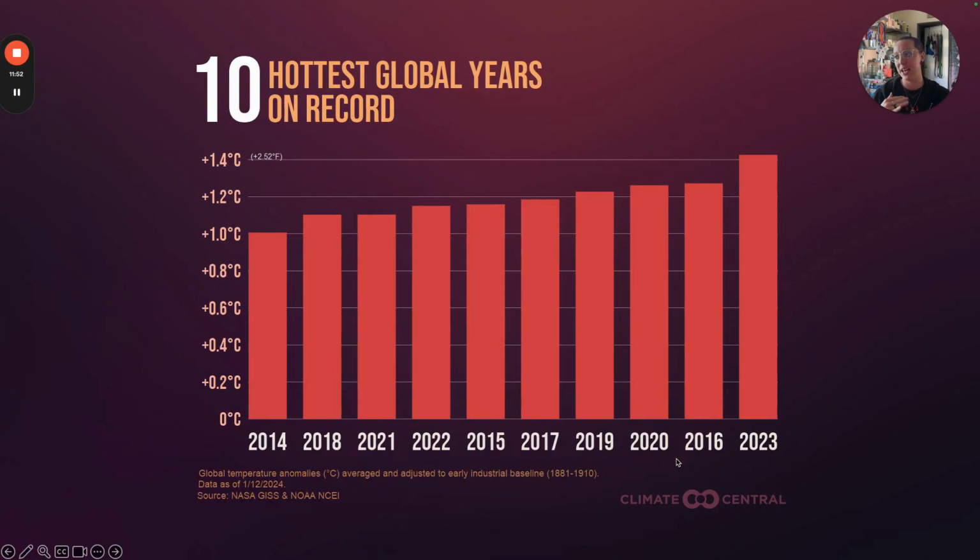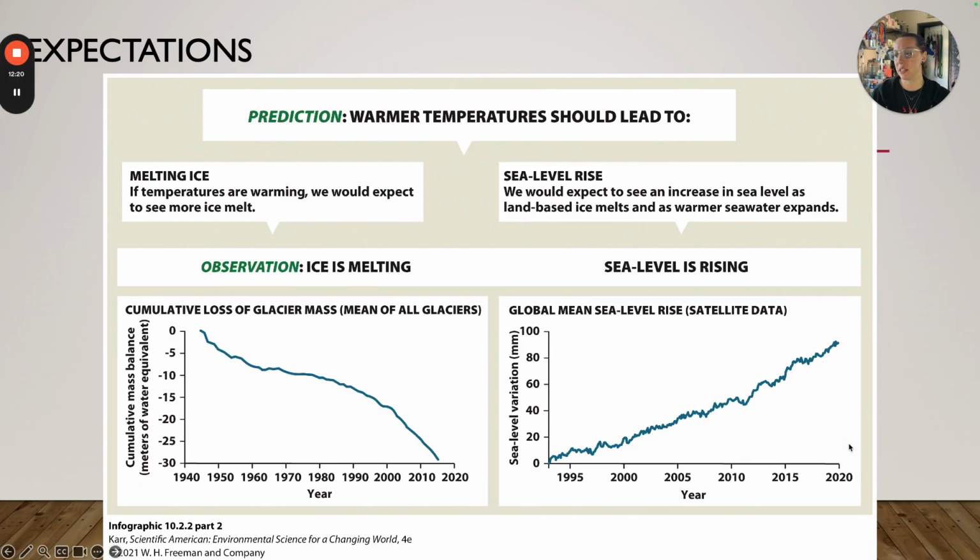And if we look at our 10 hottest years on record, they are the last 10 years. We got 2014, 2015, 16, 17, 18, 19, 20, 21, 22, and 23. So the last decade has been the 10 hottest years on record. And these records started in 1850, I believe. So what are some things that we would expect to see from these changes?